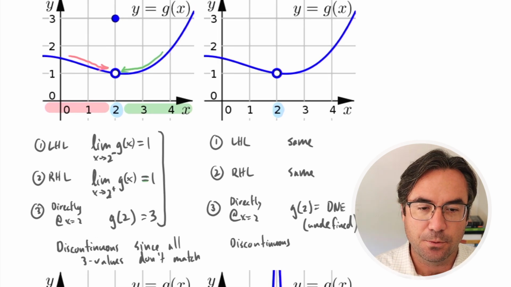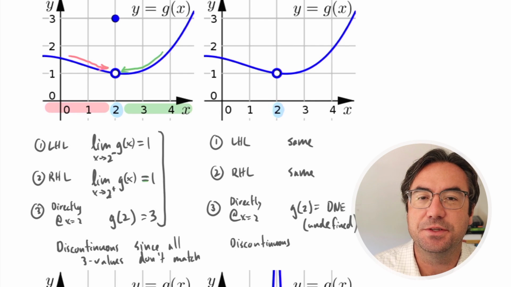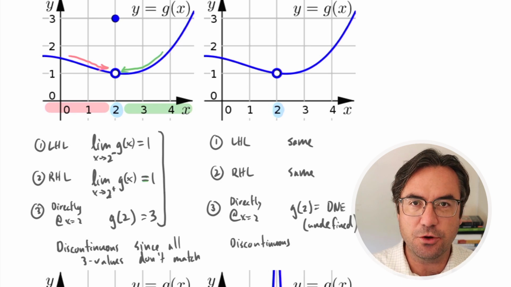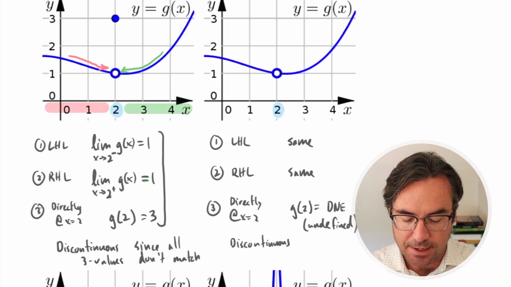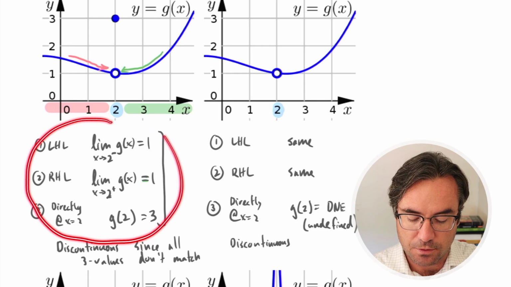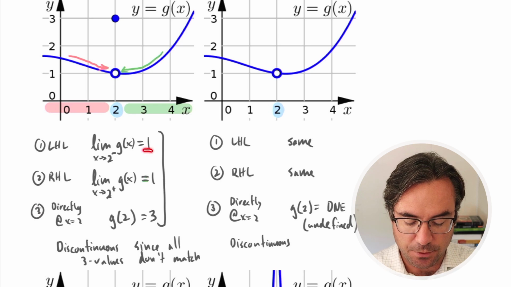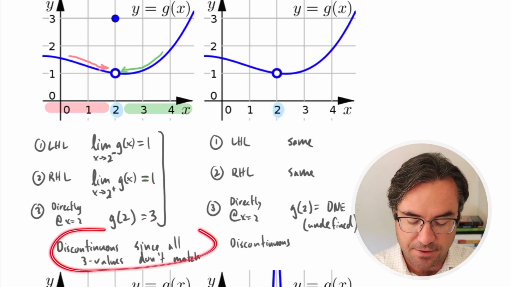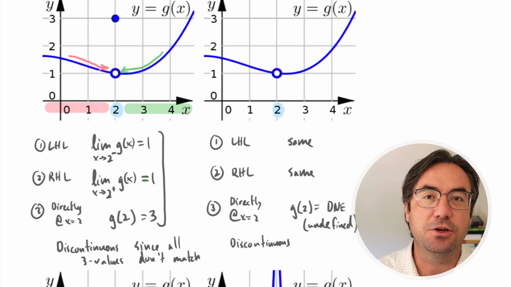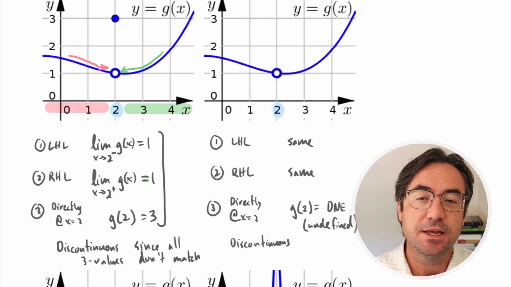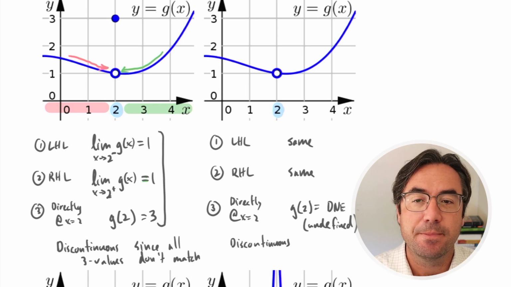All right, so we're going to try a few more of these in class. But when you do the practice problem, we want to see those three things all calculated. And once you get those three things calculated, then you can state the conclusion. If all three did match, we'd say it's continuous. If all three don't match up, then it's discontinuous, or not continuous.